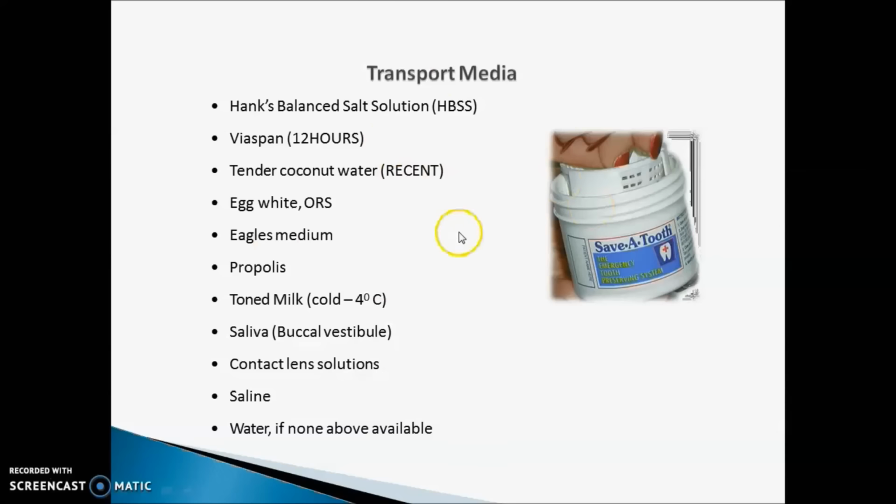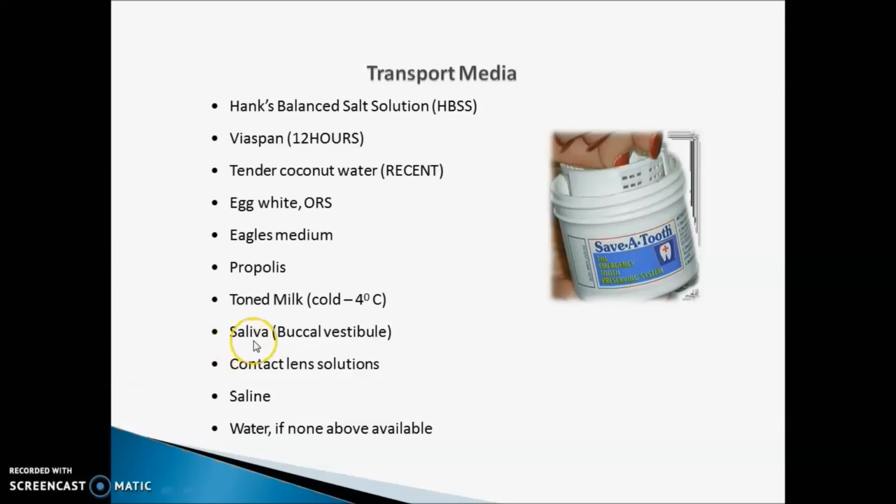Fine. Then let's talk about a few other media. Viaspan can store a tooth up to 12 hours. Then we have egg white. You can put your tooth in ORS solution also. Then we have Eagle's medium, propolis. You can put it in toned milk. So for example, some trauma has occurred and the patient has called you. What is the best available medium at home? That is milk. But which type of milk? It should be toned milk, and it should be cold, around 4 degrees Celsius.